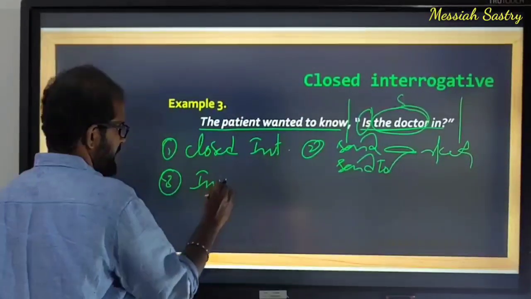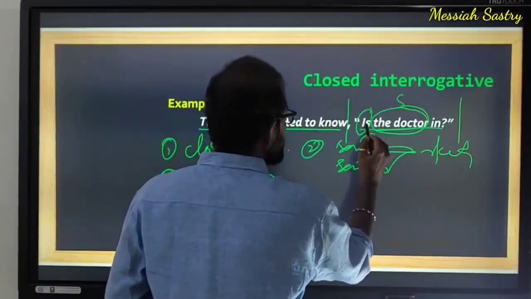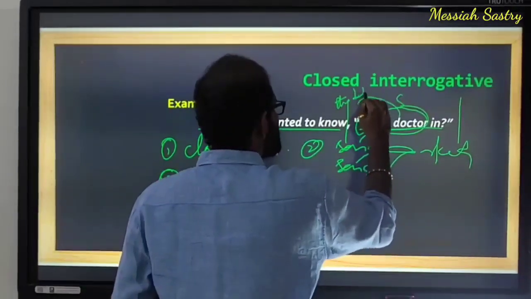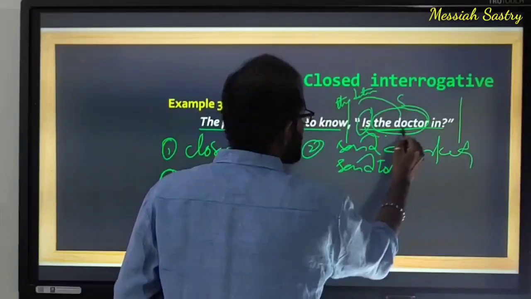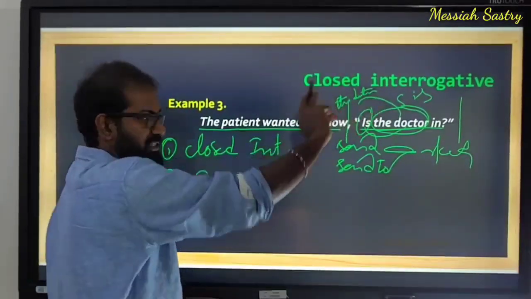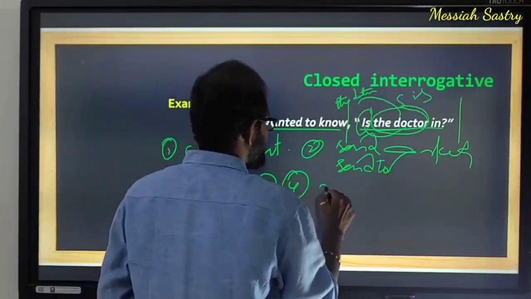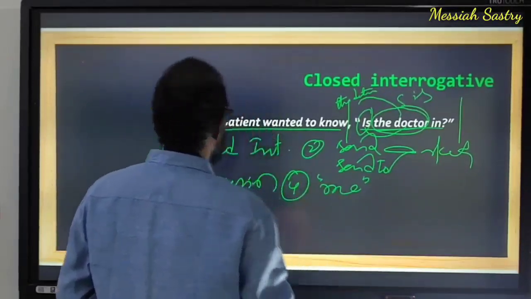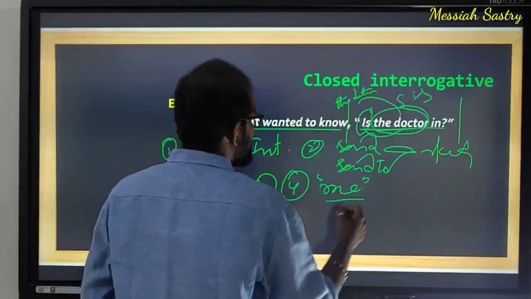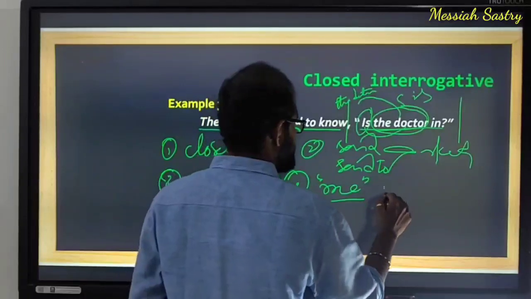Third point, inversion. Let's change the inversion. So the doctor comes here, and is goes there. They interchange the place. Subject and helping verb, they interchange the place. Fourth point, use me if there is no listener. Let us see whether there is a listener or not. The patient wanted to know. So there is no listener. We can use me as a listener.